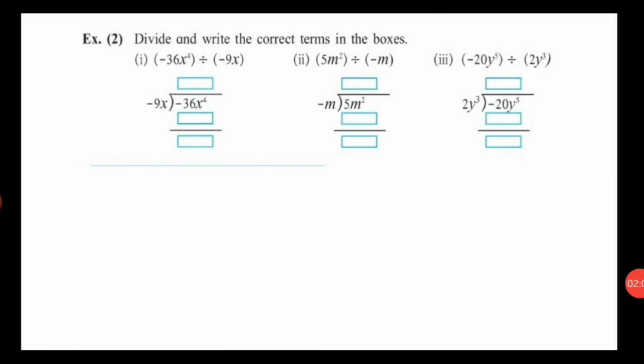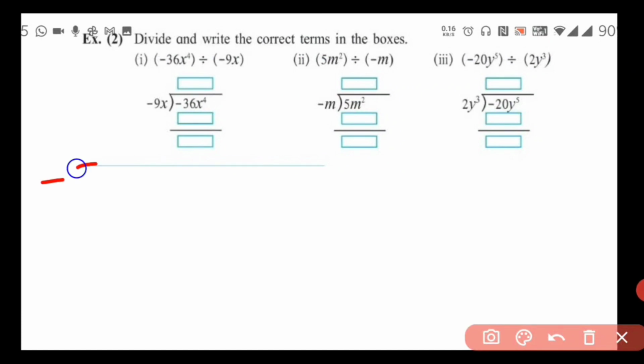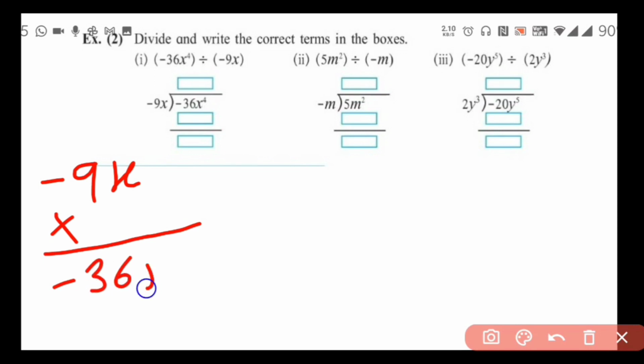So let us solve these examples. Minus 36x square divided by minus 9x. So what do we have to do? We write minus 36x square inside as the dividend and minus 9x outside as the divisor. Now what do we have to find out? Minus 9x multiplied by what? The answer should be minus 36x square.